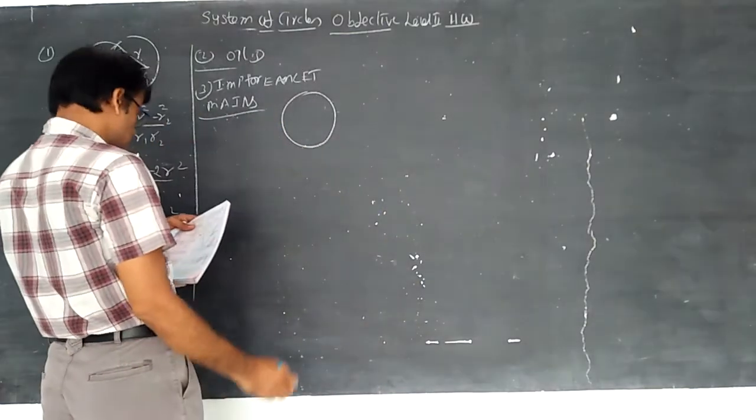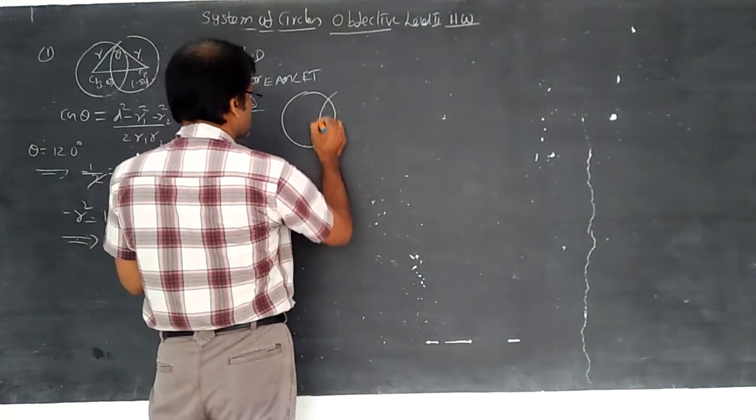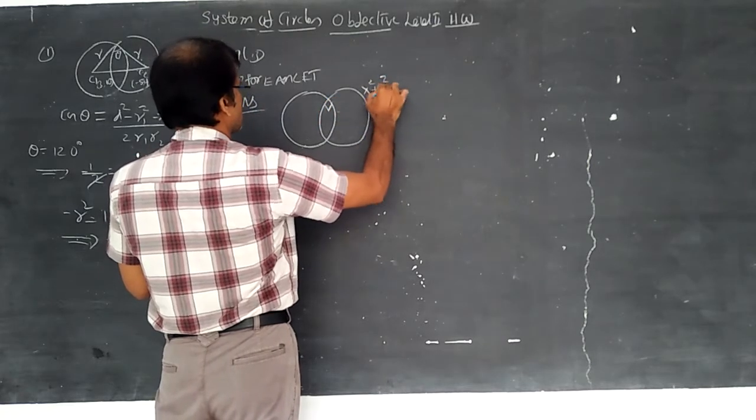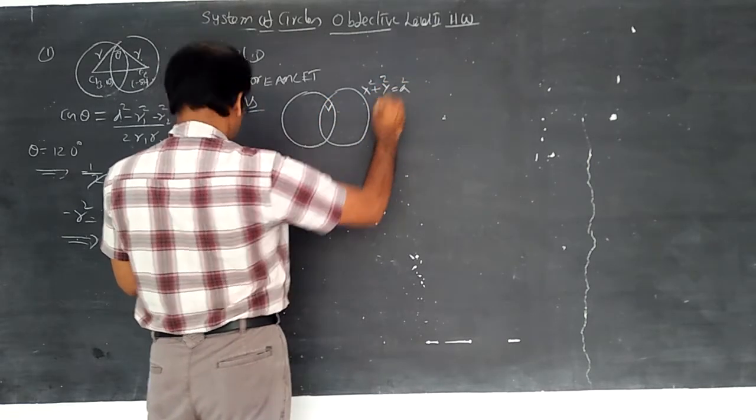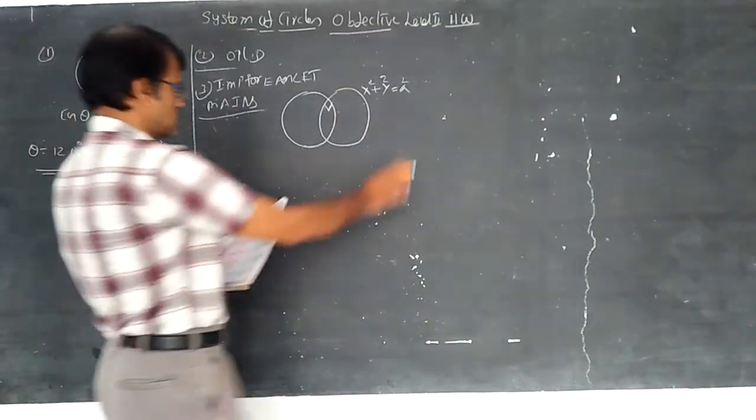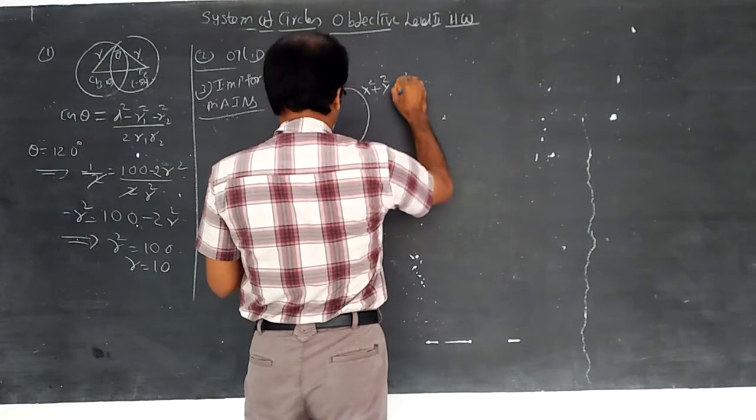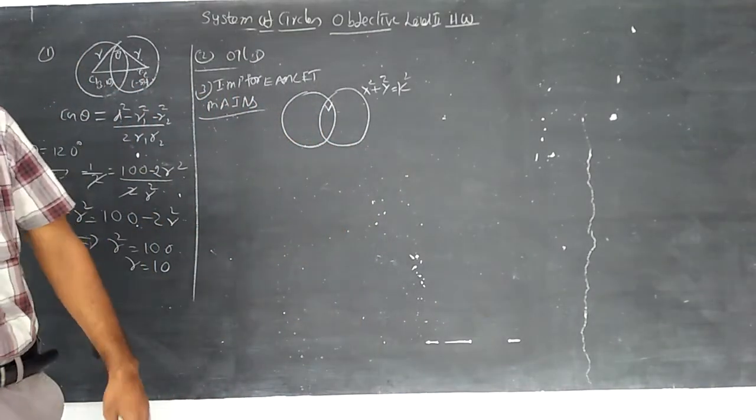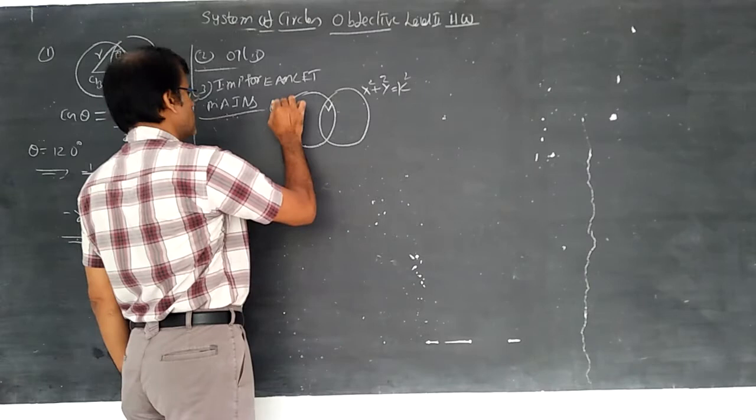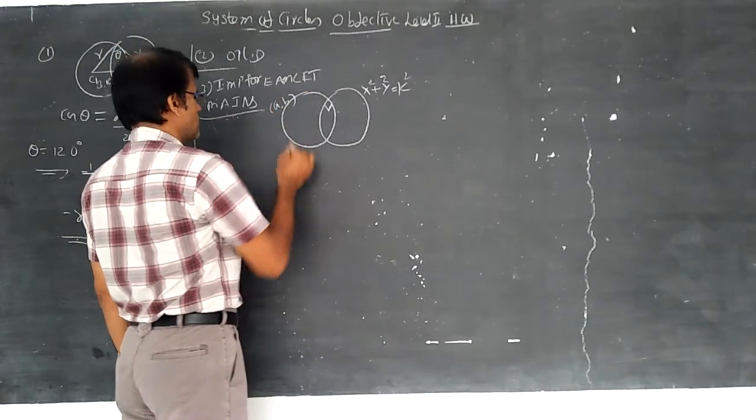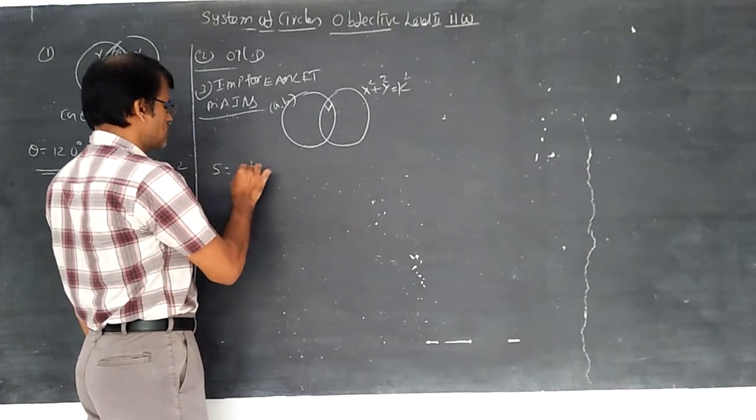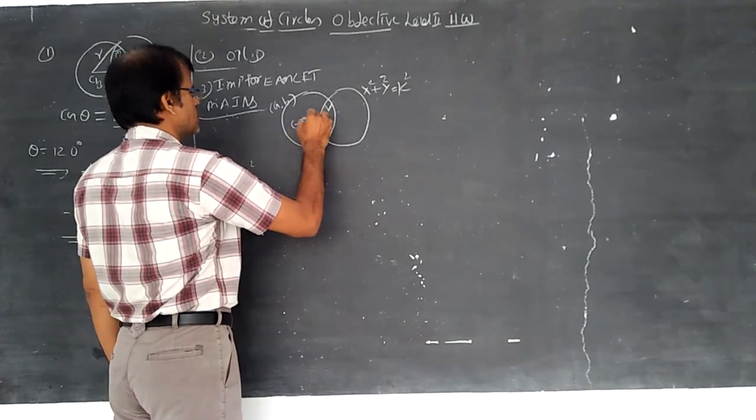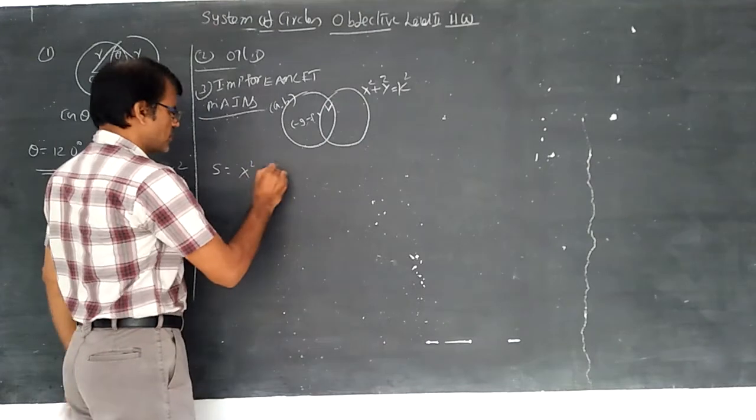If a circle passes through a comma b and cuts another circle orthogonally, another circle is x square plus y square equal to k square, not a square. Another circle x square plus y square is equal to k square orthogonally, and a circle passing through the fixed point a comma b. Let S is equal to, put here minus g comma minus f. This is the locus point.